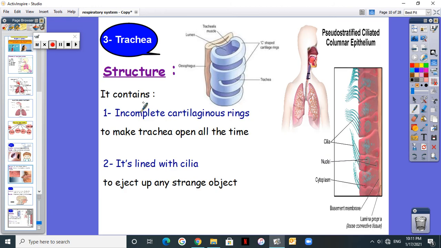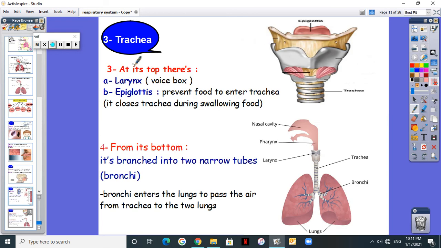And the trachea contains incomplete cartilaginous rings. What is the function of the cartilaginous rings? To make the trachea open all the time. The trachea is lined with cilia to eject any strange object. At the top of the trachea there is the larynx and epiglottis. The epiglottis closes the trachea during swallowing food to prevent the food from entering the trachea.